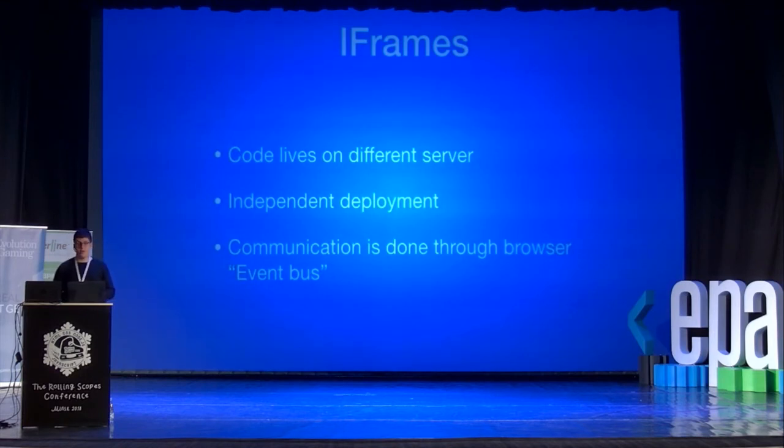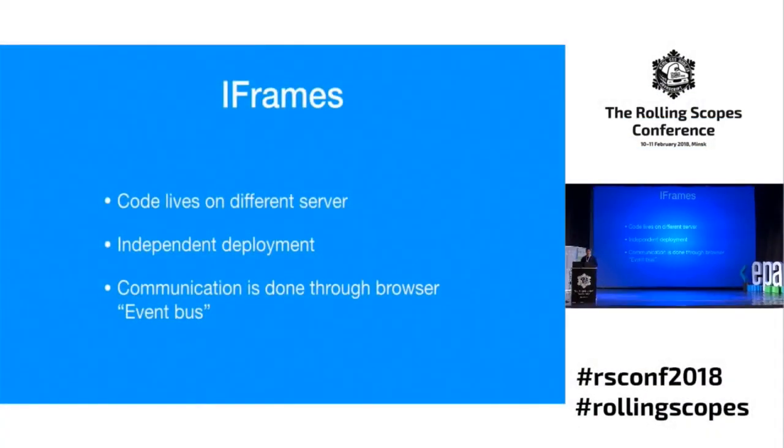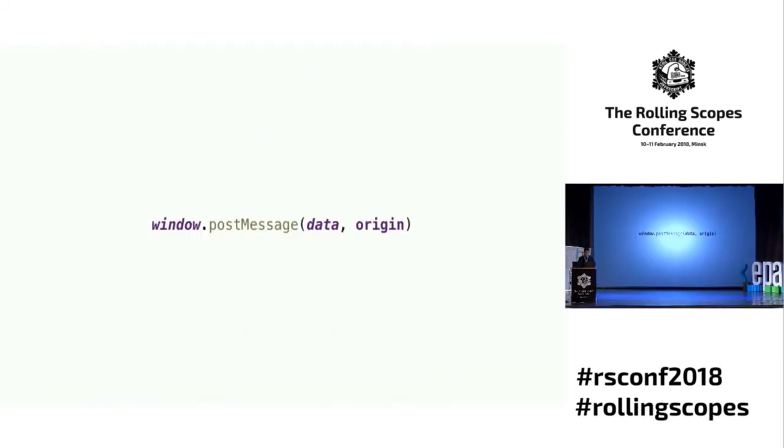So some features of the iframes, the same thing as the manual app fetching. Code is still living on a different server. So you also need to spend some money to have a couple of servers for your micro apps. You can also do independent deployments. And the communication between the main app and the iframe is done through something called browser event bus. That's not really an event bus, that's just a message system that every browser has, and it allows us to send a message between an iframe and the parent app.